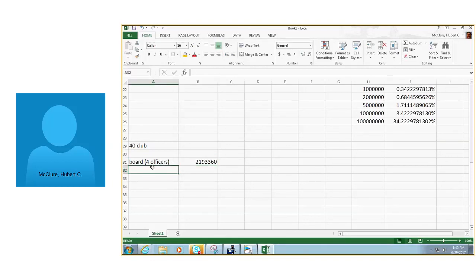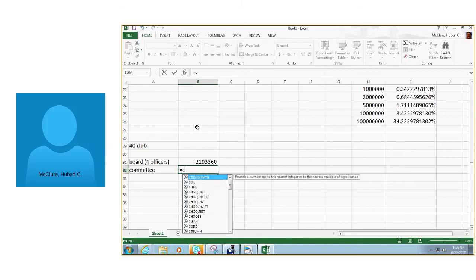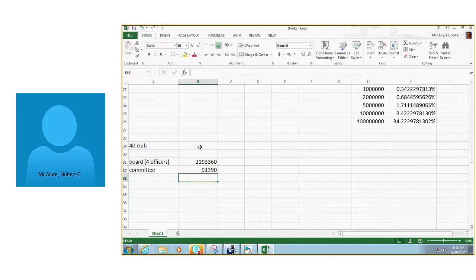And then they're going to ask, well, what if you just did a committee? I don't know if that's spelled right. Committee don't have any officers, so it's going to be 40 what? Combine. 40, comma 4. That's the two type questions that you'll see pretty much with permutation and combinations.